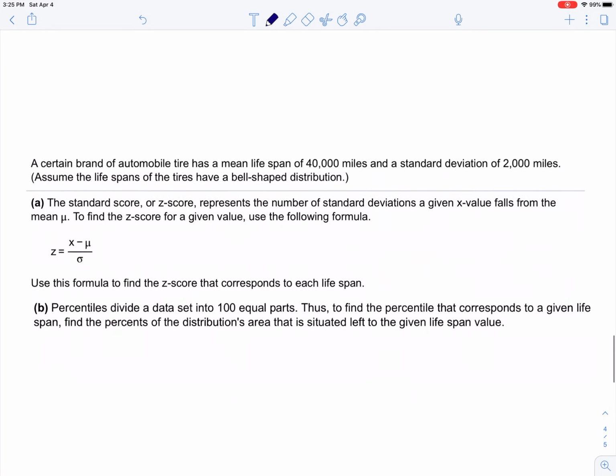This question comes in from that same section that we just did. I forget the question number, but I think it's 2.5 from Applied Statistics. It says a certain brand of automobile tire has an average lifespan of 40,000 miles and a standard deviation of 2,000 miles. Assume the lifespan of the tires have a bell-shaped distribution. Part A says the standard score, or the z-score, represents the number of standard deviations a given x value falls from the average. So we're asked to find the z-score that corresponds to each lifespan.